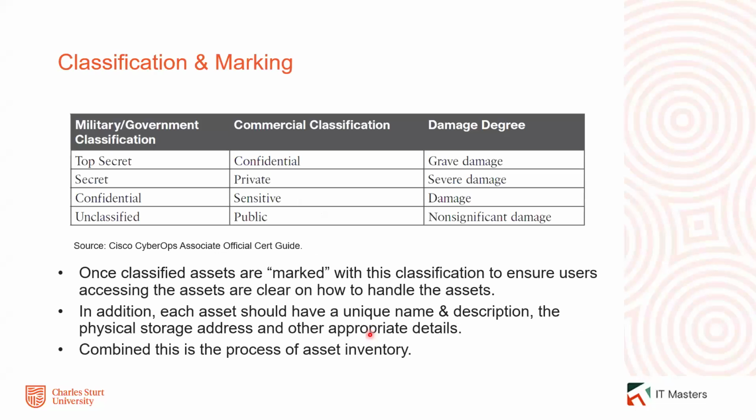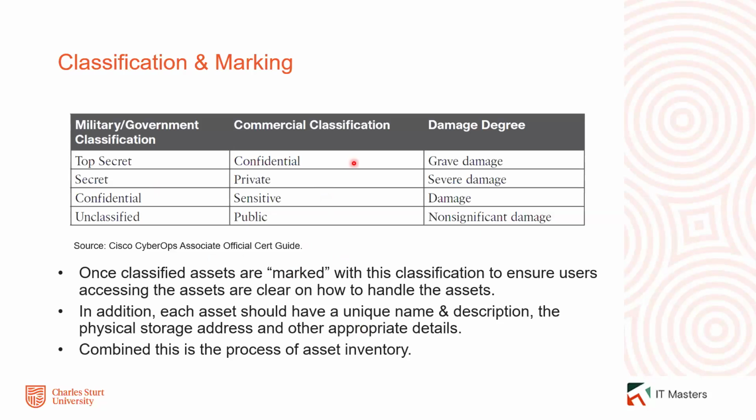And so if we look at the types of classification we can use, these are the two main commonly implemented standards that are often talked about in many different cybersecurity certifications, and certainly in the CyberOPS one. So the military government classification is one we see a lot of in the movies, going from top secret, secret, confidential, and unclassified. In a commercial sense, however, we don't usually use those sorts of terminologies, but we use confidential, private, sensitive, and public, which basically equate to the same things.